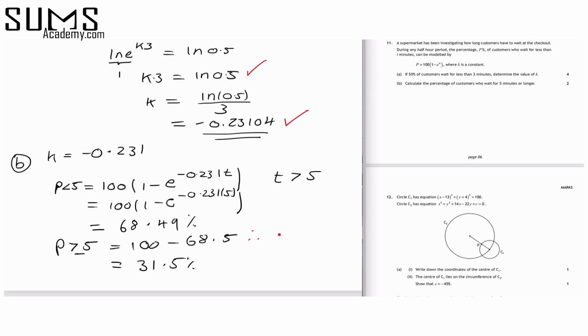So write a statement here. Therefore, 31.5% wait 5 minutes or longer.